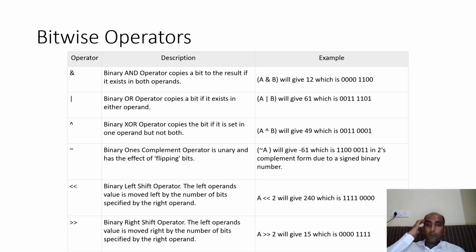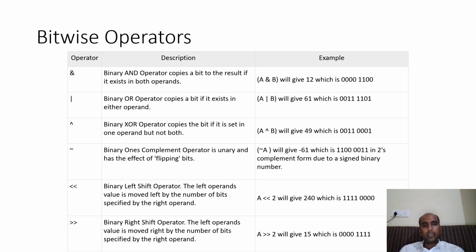Now, one more thing about binary bitwise operators: the left shift operator and right shift operator. If you are using two less than symbols, that is known as the left shift operator. What it does: in the binary left shift operator, the left operand value is moved left by the number of bits specified by the right operand. So you are looking at a left shift 2. The left operand value is moved left by 2 bits, specified by the right operand, and then the new value becomes 240.